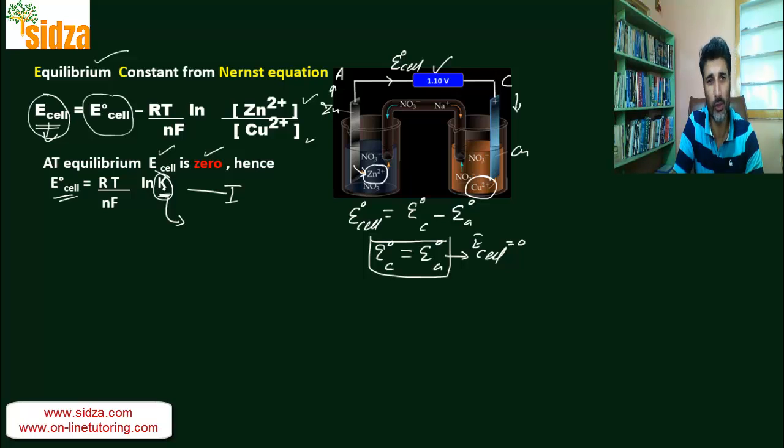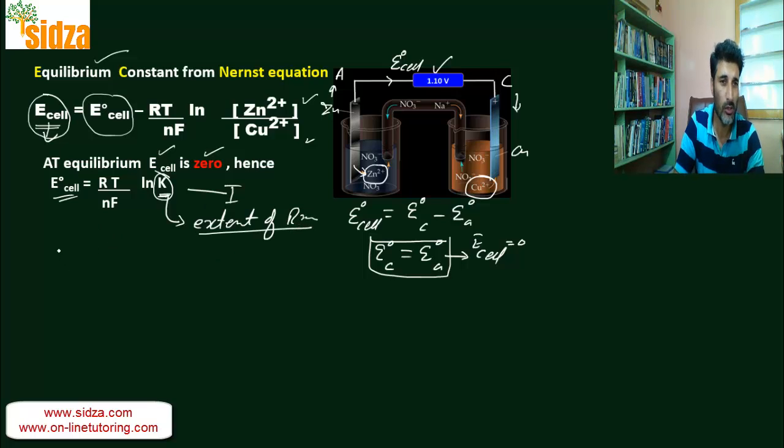So you can find the K value of a cell, and this equilibrium constant of a particular cell actually tells us about the extent of the reaction, right? It tells us about the extent of the reaction up to which a cell can produce the current.